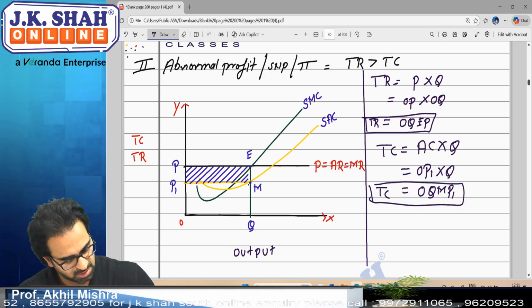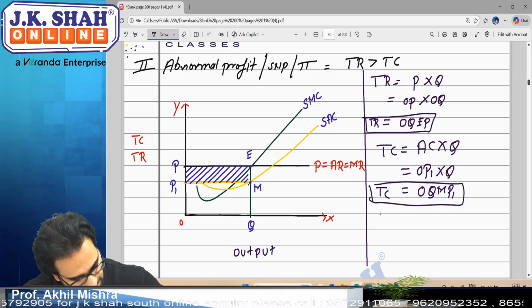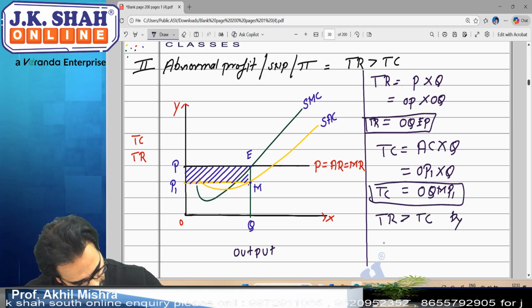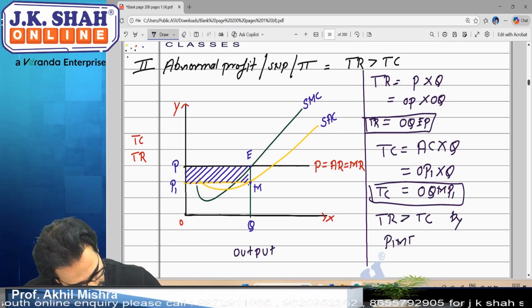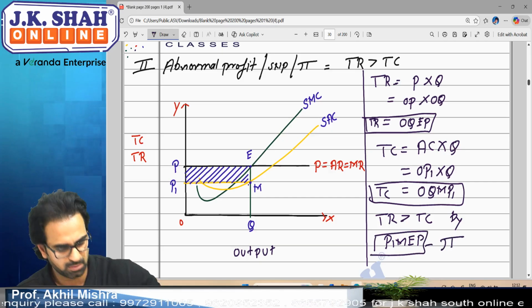If you see, your revenue is still at E and cost is still at M. It means your total revenue is more than total cost by how much? By the shaded area P1MEP, and this is your supernormal profit.